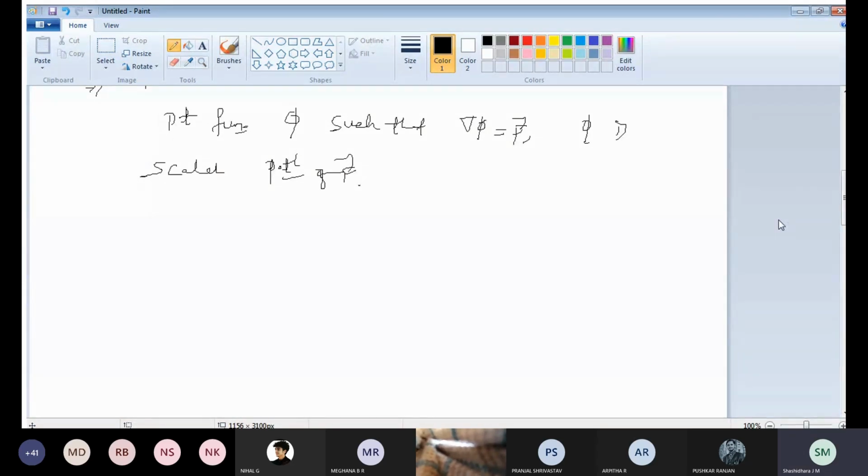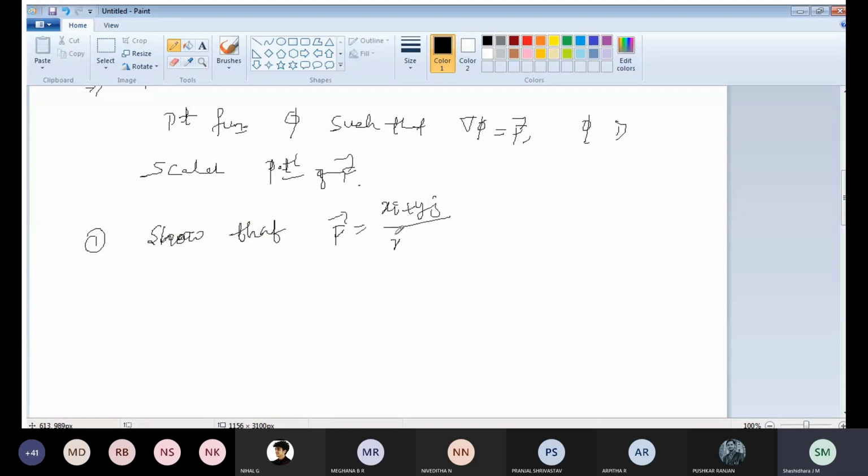Show that the first problem, show that vector f equal to xi plus yj divided by x square plus y square is both solenoidal and irrotational. So write down the problem.